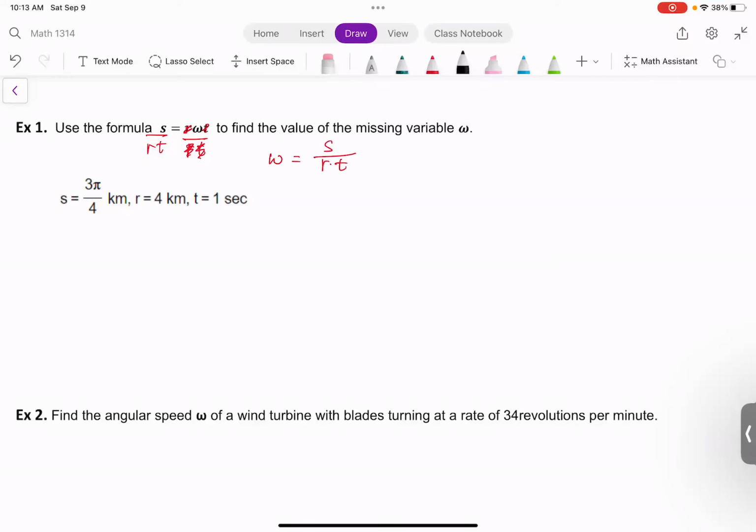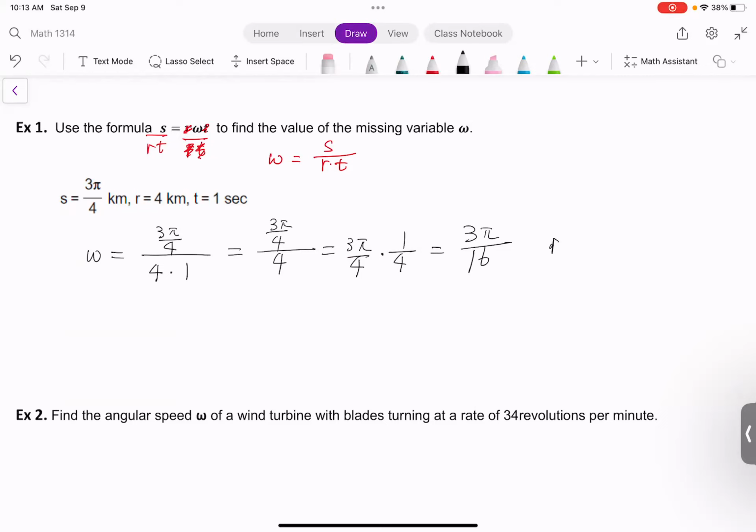The given information has s, r, and t. So omega equals 3 pi over 4 kilometer divided by 4 kilometer multiplied by 1 second. Then I have 3 pi over 4 divided by 4, and then keep, change, flip: 3 pi over 4 times 1/4. That's 3 pi over 16. And what is the unit?